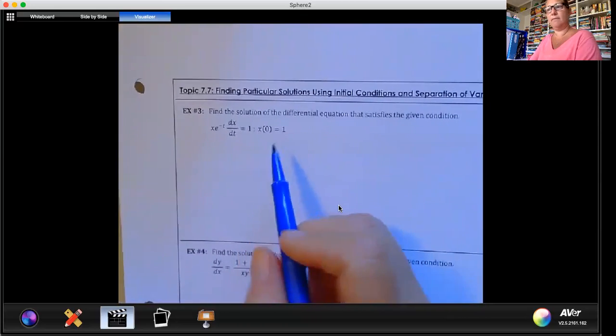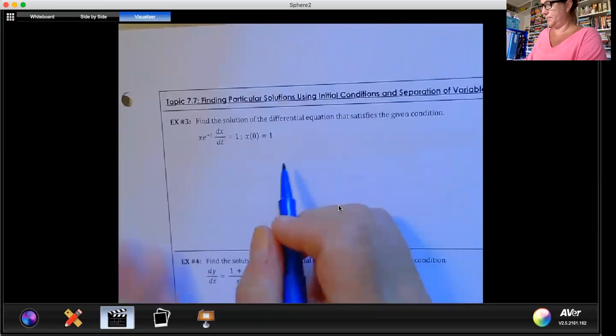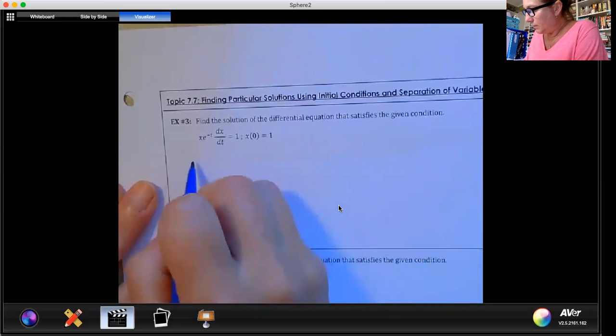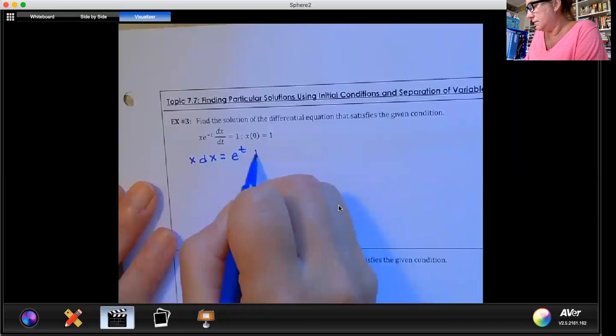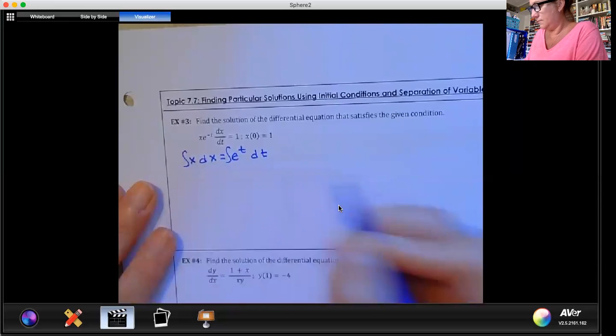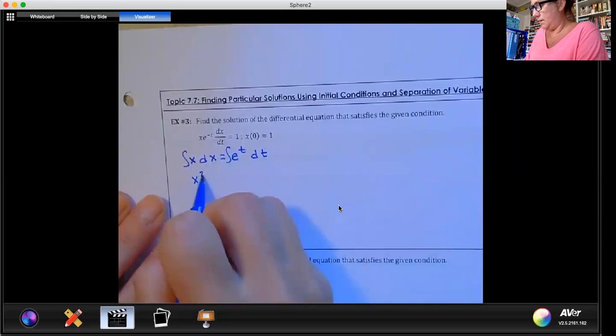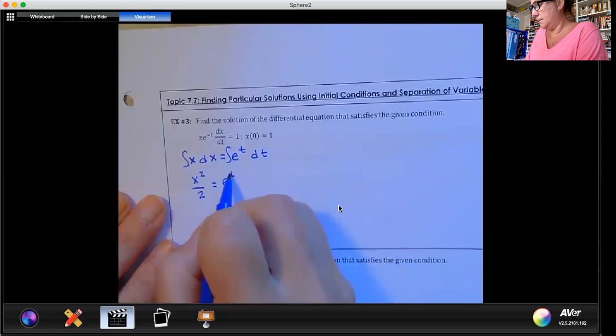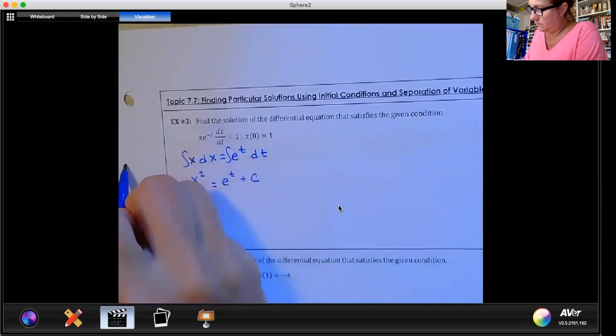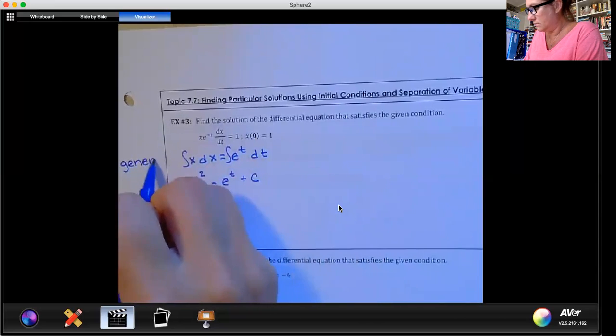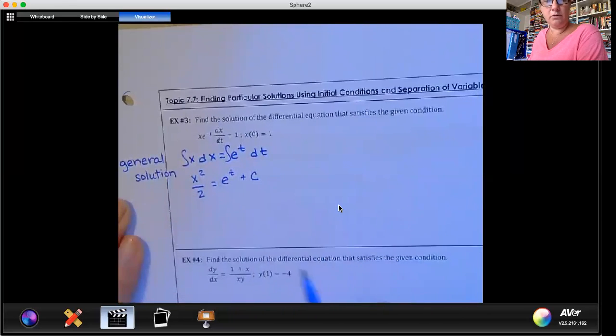Now we're going to look at particular solutions. When you are given specific information, that just means we're going to be solving for c. So our general solution, we're going to do x dx equals e to the t dt. So x squared over 2 equals e to the t plus c. So there's our general solution. Before you find a particular solution, you always have to start with a general solution.